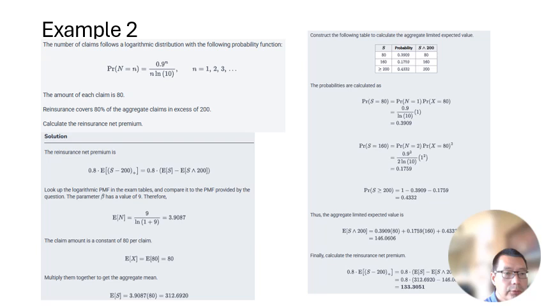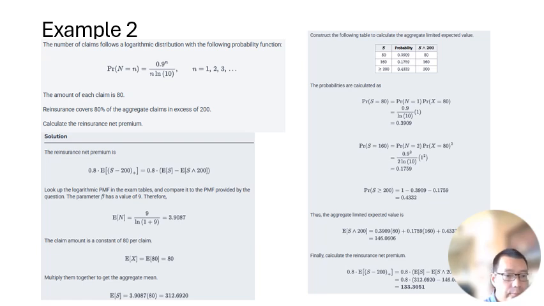So to solve this problem, first we write out the reinsurance net premium, which would be equal to 80% times the expected value of (S minus 200)+. So that will be equal to 0.8 times the expected value of S minus the expected value of S cap at 200.